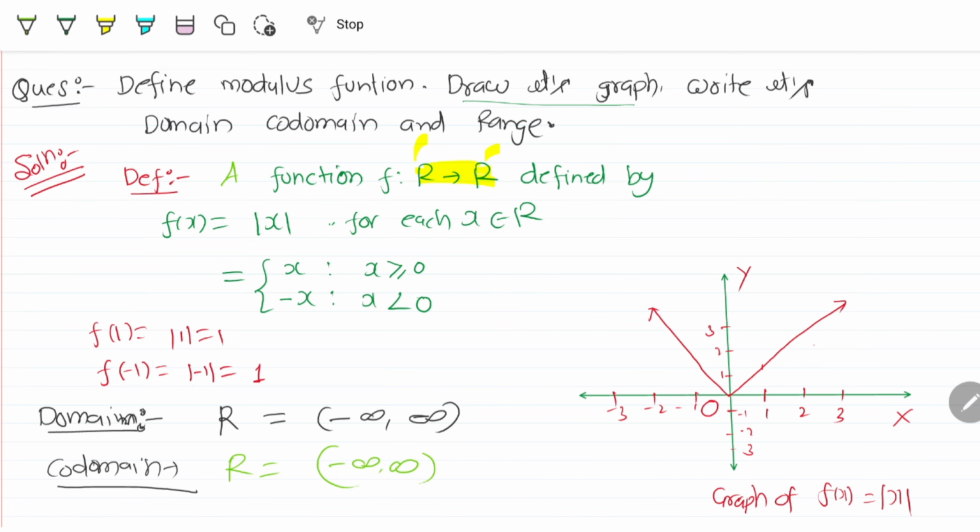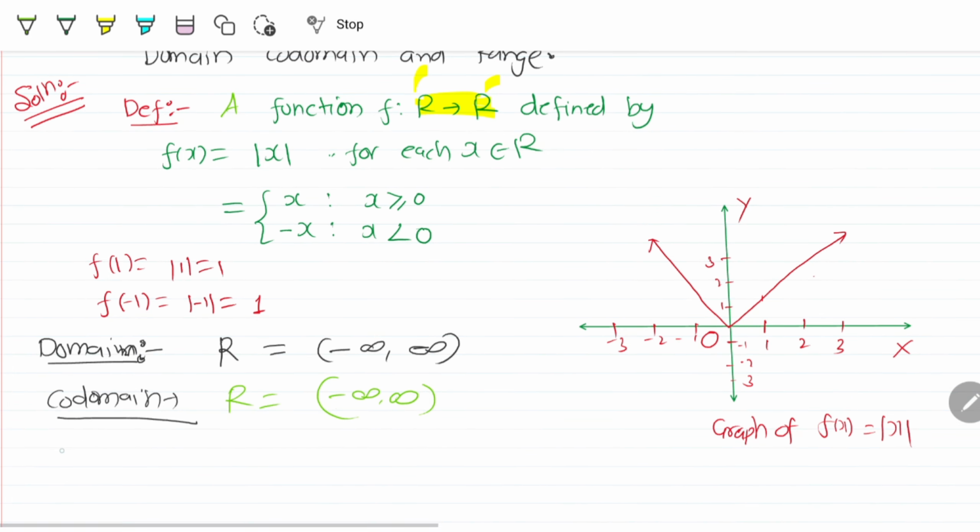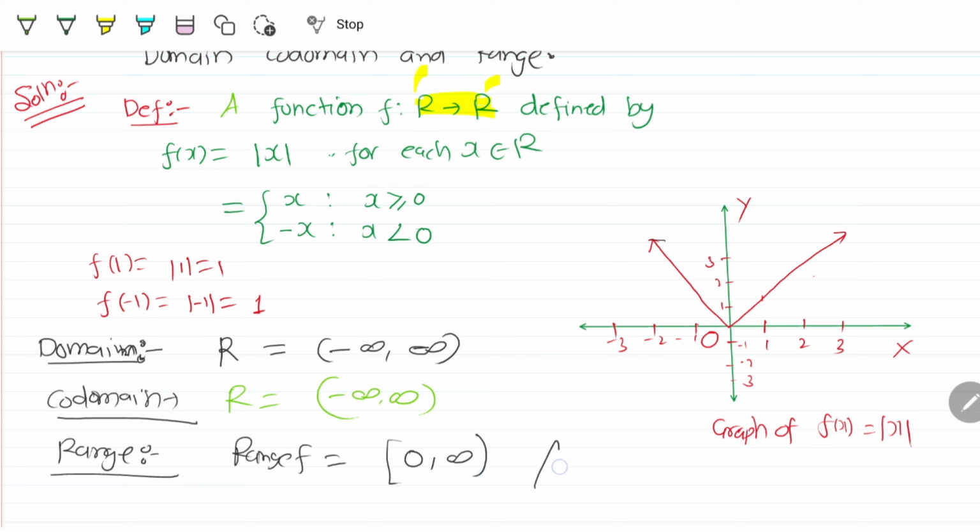Now they are asking for the range of this function. Range means the set of outputs of this function. This function always gives a positive answer or zero. So its range will be 0 to infinity, closed at 0. Okay, so this is a very important question we have covered: define modulus function and so on.